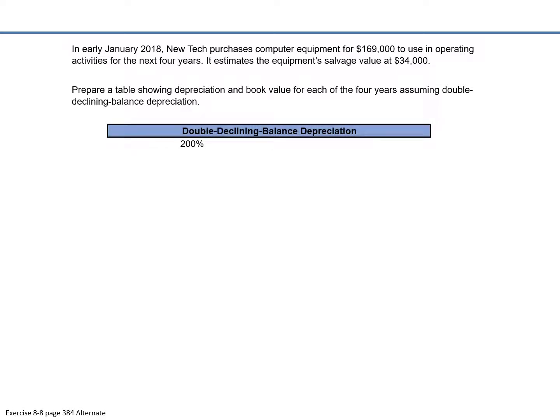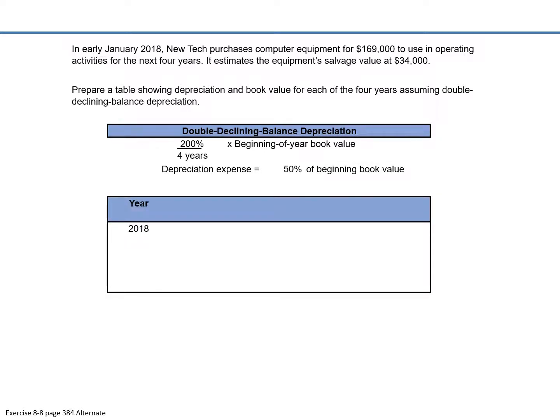All right, so double declining balance: you can take 200% divided by the number of years as your rate per year, or 100% divided by the number of years times 2; it will get you the same answer. So we're going to depreciate 50% of our beginning balance each year, starting with the cost of 169,000 times 50%. Our annual depreciation is 84.5 and our ending value is 84.5. 169 minus 84.5 is 84.5.